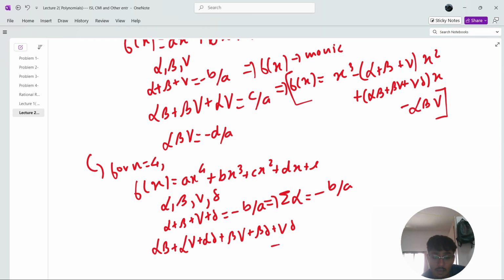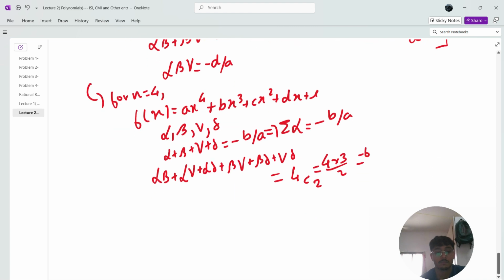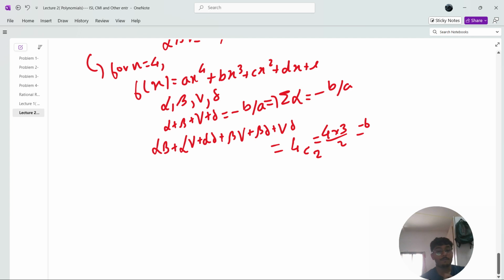So basically you can see I have four terms and I am taking two at a time. So the number of combinations would be 4C2, that is 4 into 3 by 2, which gives me 6. So that gives me c by a, or to write in summation terms, summation alpha beta is equal to c by a.